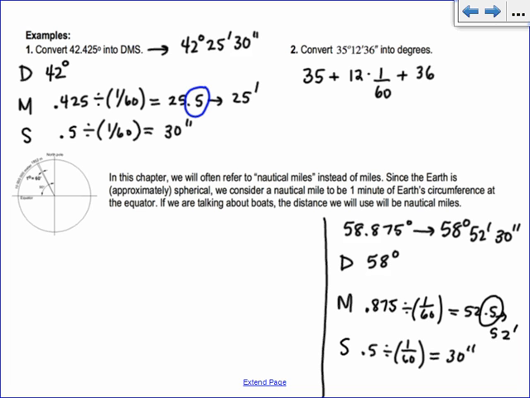But then we have 36 out of what? 1 over 60 times 1 over 60. So Catherine, that's what you're asking about. That's when you do it twice. Does it make sense? Okay, so we're going to find each of those. So I have 35 plus 12 over 60 plus 36, basically over 3,600 if you want to write it that way. So we get 35.21 degrees. That's our answer.